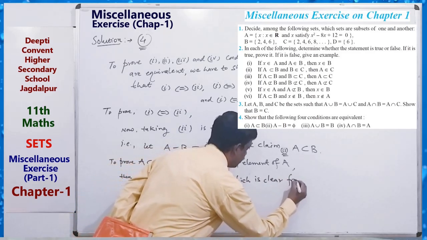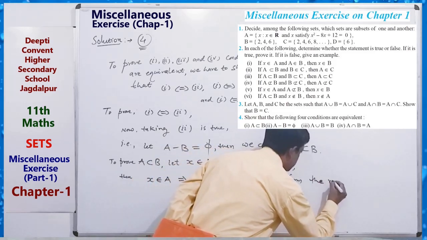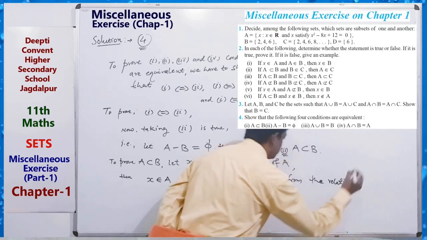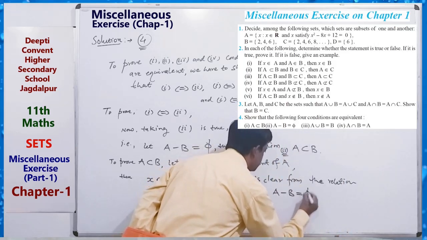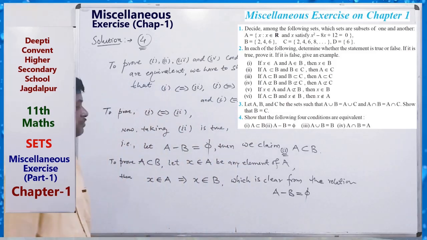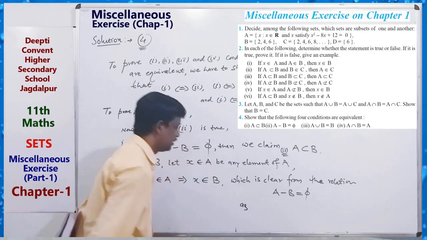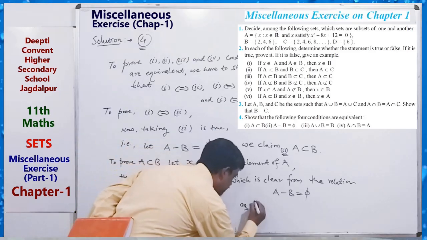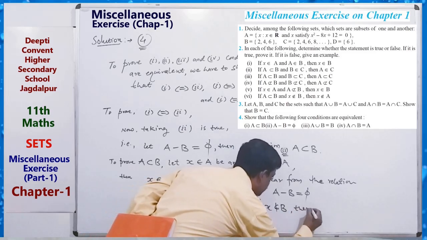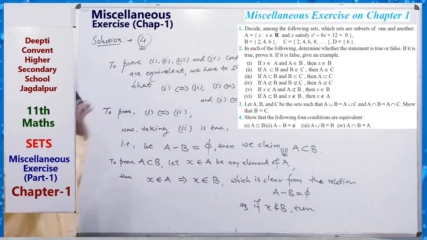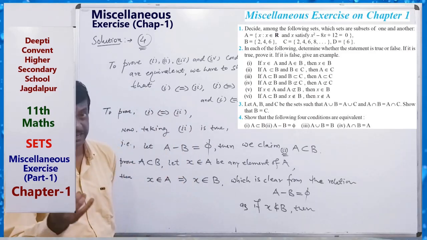Which is clear from the relation A minus B equals to phi, as if x does not belong to B, because x belongs to A implies x belongs to B, which is clear from A minus B equals to phi.